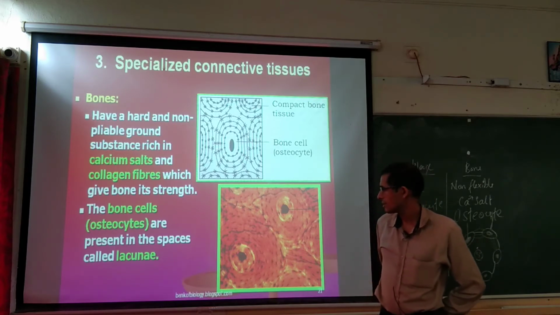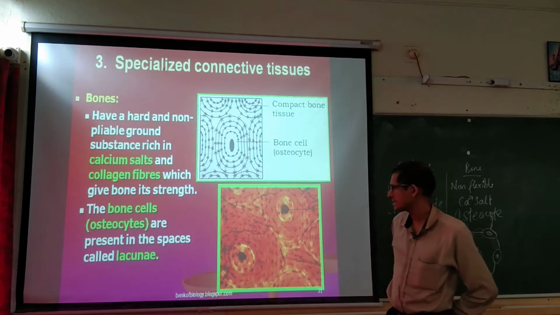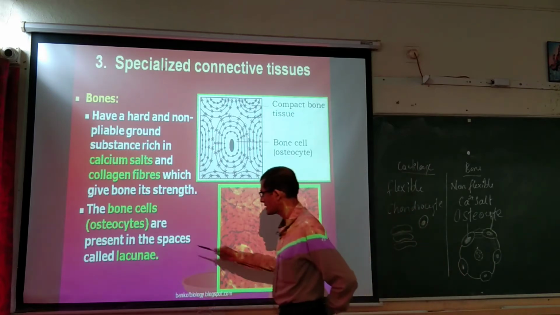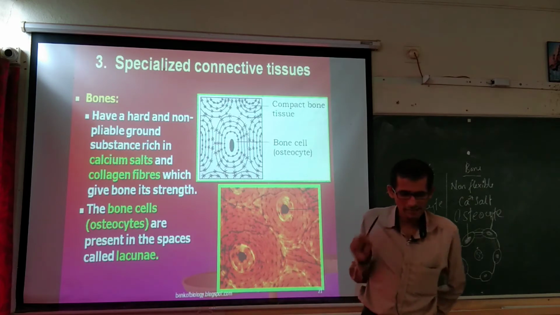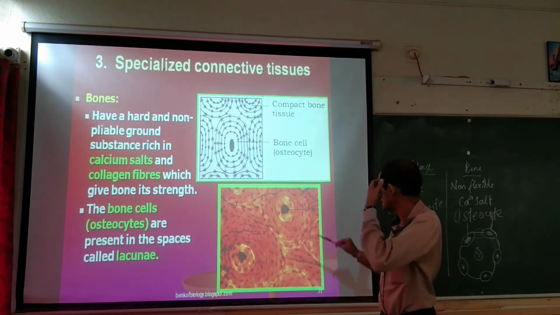Okay. So be careful about writing. So bone cells are called osteocytes and are present in the space called lacunae. That's enough for us. Okay. So that is the structure, and this is the observation.